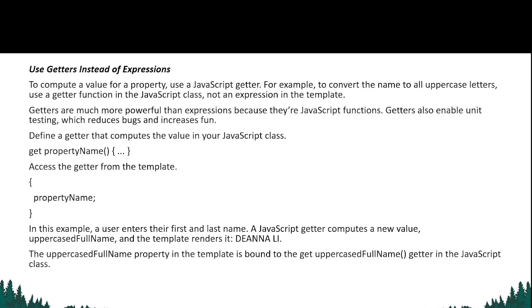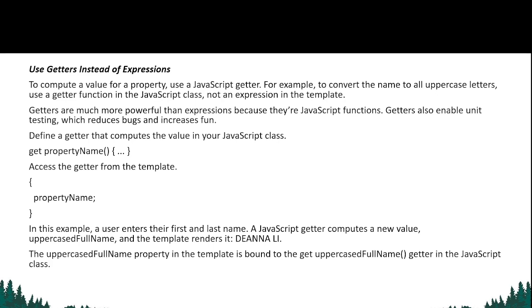So all the code is standard HTML and JavaScript code. Now we are going to use getters instead of expressions. Whenever I want to get a value for a property, we use a JavaScript getter. If I want to convert the name to all uppercase letters, I use a getter function in the JavaScript class. Getters are a more powerful tool than expressions, because they are JavaScript functions. Getters also enable unit testing, which helps us reduce bugs, and we define the getter inside the JavaScript class. So I simply get the property name and I can access it from the template.